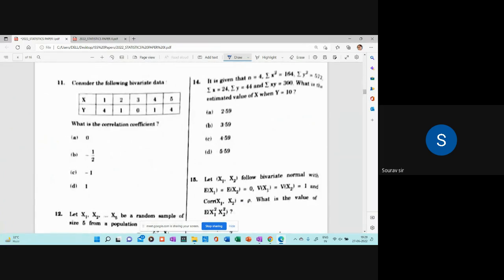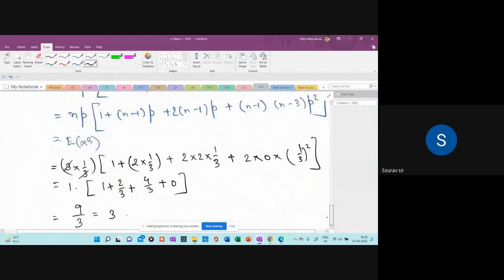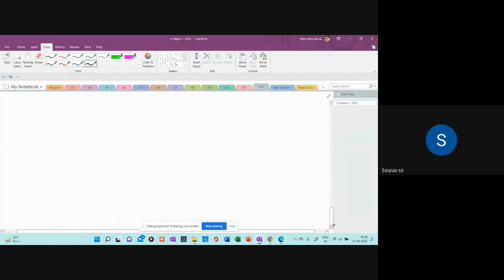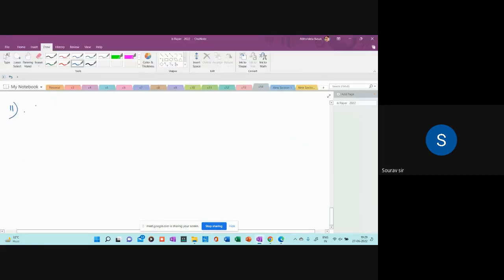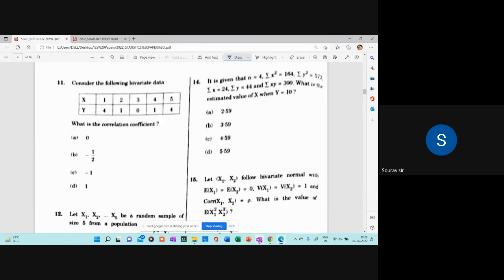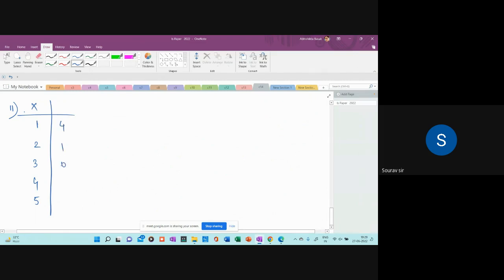Okay, let's do question number 11. What question number 11 says is that we have a set of values of x and y. X is 1, 2, 3, 4, 5. So let me write this 1, 2, 3, 4, and 5. And the set of values of y is basically 4, 1, 0, 1, 4.